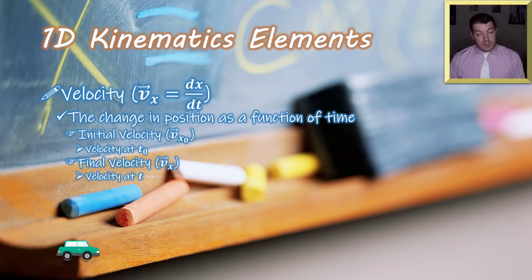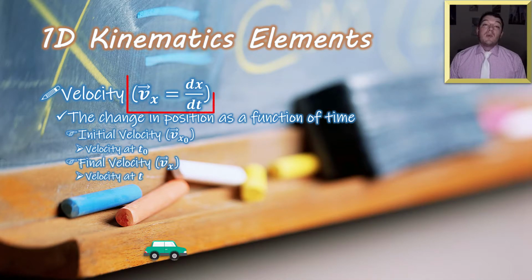We'll also want to be able to describe the velocity of an object. When we describe the velocity of an object, the velocity is the derivative of the position in terms of time. So if we have a position function, we can take the derivative of that function and we'd have the velocity function that would describe the velocity at every instant in time.